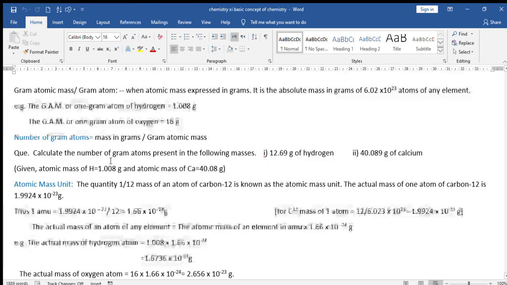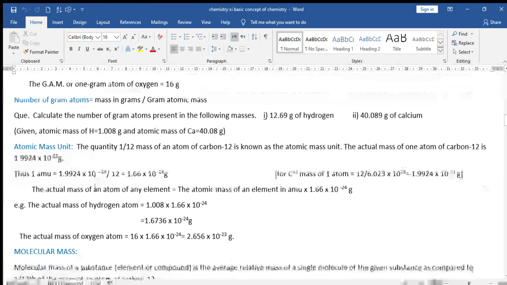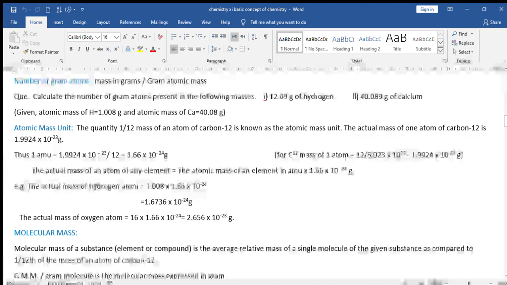Here one question is given to you. Calculate the number of gram atoms present in the following masses. First, 12.69 gram of hydrogen, and second, 40.089 gram of calcium. We all know that the atomic mass of hydrogen is 1.008 gram and the atomic mass of calcium is 40.08 gram. So, dividing 12.69 gram by 1.008 gram, we get the number of gram atoms of hydrogen. Similarly, we have to calculate the number of gram atoms in 40.089 gram of calcium.